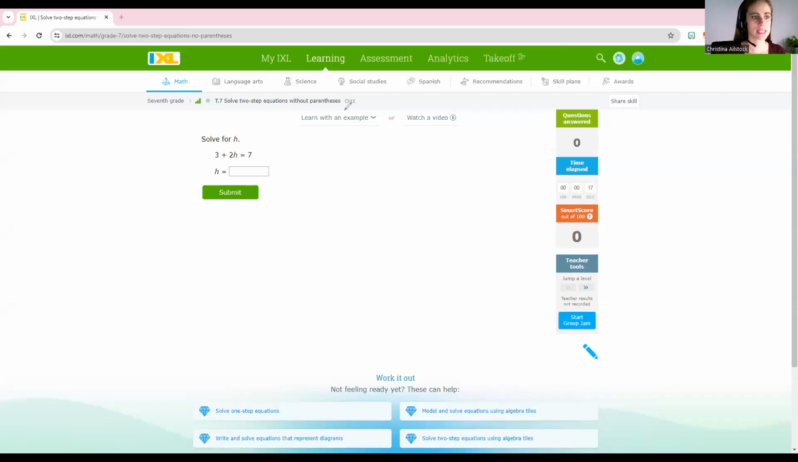All right, here we are on IXL. Reminder, the assignment is CMX, solve two-step equations without parentheses. So in this first problem, we're being asked to solve for h. I'm actually going to rewrite it off to the side here so we can have plenty of room to work.